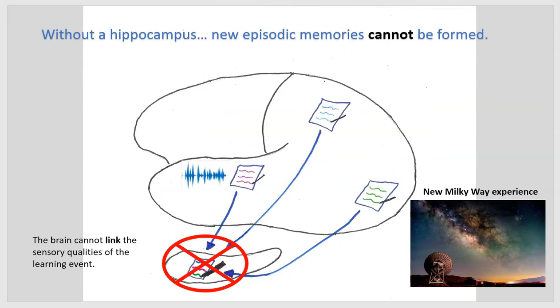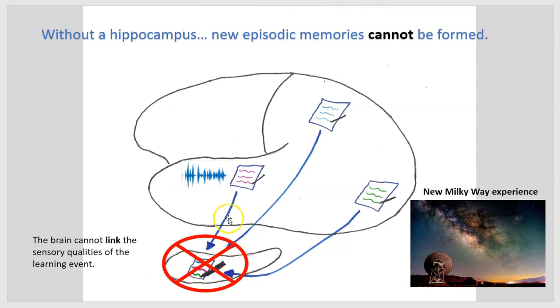Now, what happens if I don't have a hippocampus? Well, imagine the day after I see the solar eclipse, I go and have a new experience. I go do some night photography and I take a picture of the Milky Way. This is a picture in Owens Valley at the radio telescope observatory there. If I don't have a hippocampus, though, there's no way for me to link together the sensory aspects of that experience. You see, the hippocampus is critical.